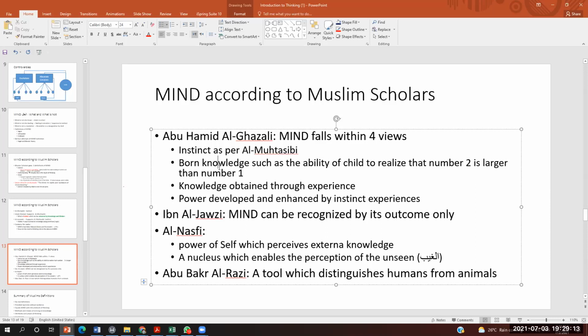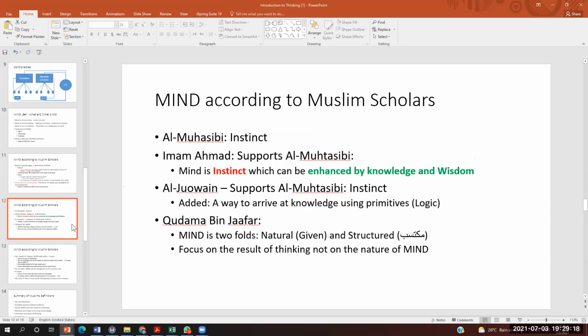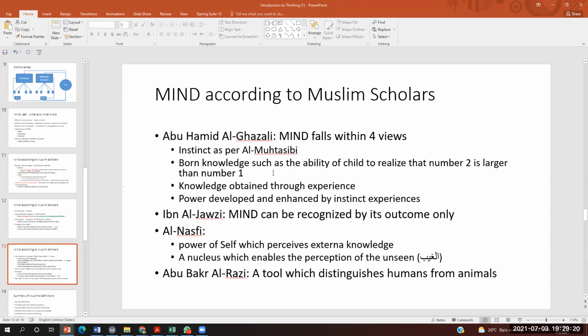And then another said it's a born knowledge, just like Qudama bin Ja'far said. It's something born with you, which is another type of mind. A third type is knowledge obtained through experience, which is the earned one, again, like Qudama bin Ja'far. The fourth is a power developed and enhanced by instinct experiences. So it's going back to the instinct. So again, no clear definition or something that you can rely on.